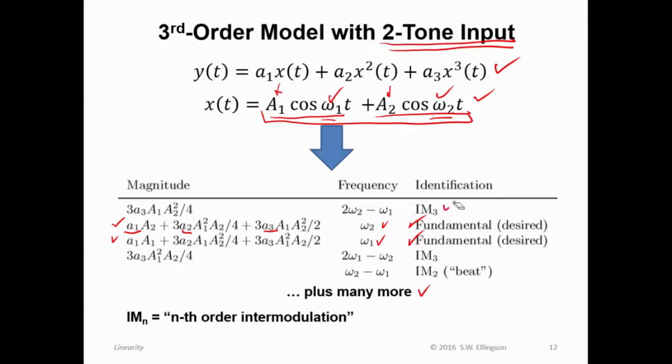We have these things referred to here as IM3. IM3 is shorthand for the term third order intermodulation. And intermodulation is a combination of frequencies. So we see one third order intermodulation product which has a frequency of 2 omega 2 minus omega 1. We see another one that's at 2 omega 1 minus omega 2. We also see that there is a second order intermodulation product which is omega 2 minus omega 1. And again, there are many more terms that we get out of this.